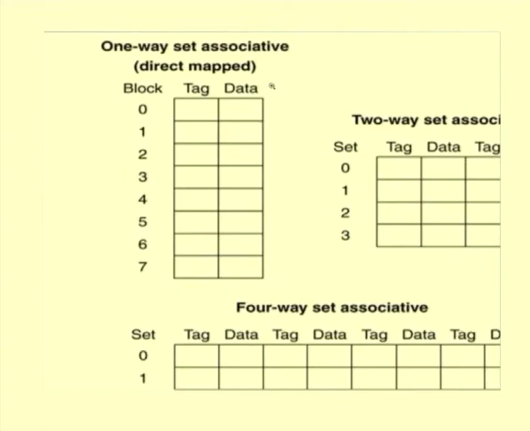Now, let us understand it with an 8 block cache. Our cache has 8 blocks. So, one-way set associative, which is direct mapped, every block is a different set. So, there are 8 different sets available.